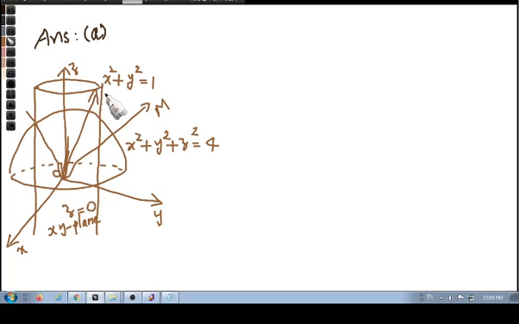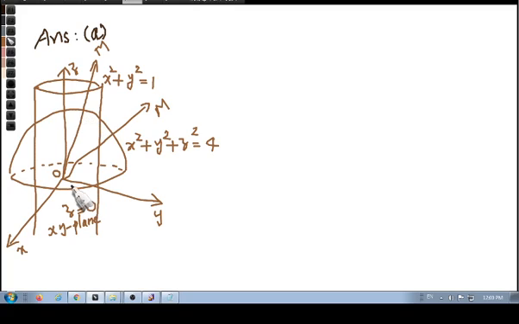So let me again redraw. So I can draw a ray like this. This is my M. So if this is my M, the second one which I drew, then it enters the region D when rho equal to 0 and leaves the region D at this surface, x square plus y square plus z square is equal to 4. That means rho equal to 2, right?